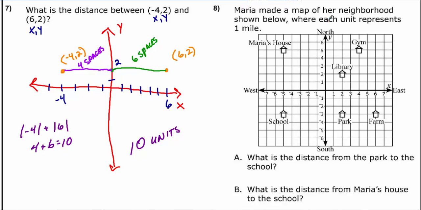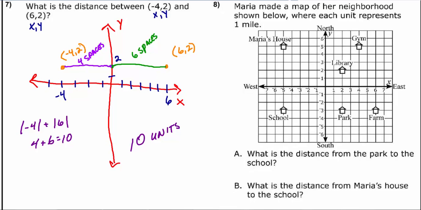Number 8, same idea. This time we just get a coordinate grid map to use. So Maria made a map of her neighborhood. Here, each unit represents a mile. So when we do our answers on this one, we're going to show our answers in miles. So the first one we have, what's the distance from the park to the school? There's the school.